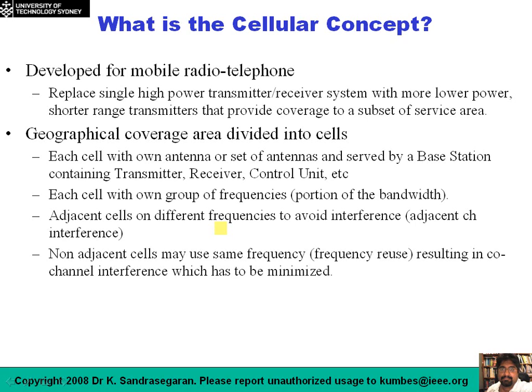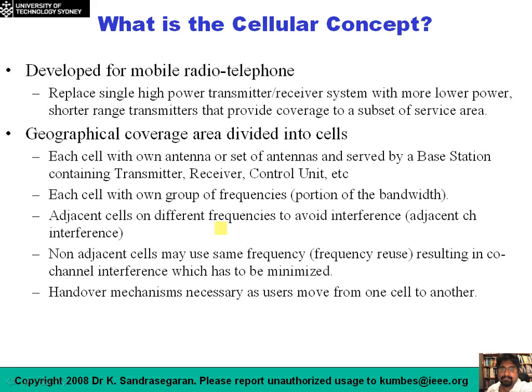So in non-adjacent cells, we could use the same frequency, as long as the non-adjacent cells were separated by quite a large distance. We could reuse the frequency. And this is where the concept of frequency reuse comes in, because the band of frequencies that we are using in one cell is essentially repeated at another part of the coverage area, and in this manner, we can increase the capacity that we have.